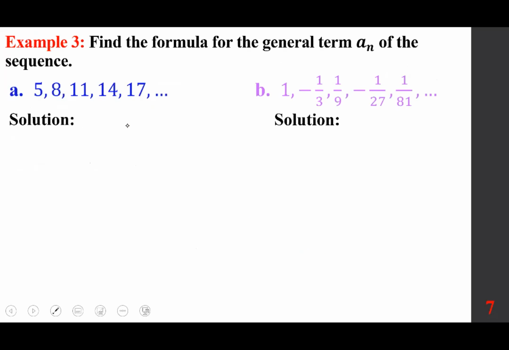All right, we want to find the formula for the general term a sub n, and it may not be easy. Sometimes it's a little bit more complicated, but we look at cases that are doable. And all you have to do is just follow the pattern and see what you notice. If we look at part A, what do we notice? Anybody? Do we notice anything here?